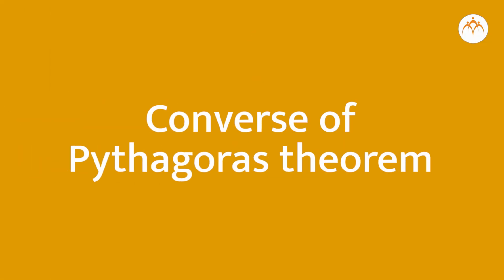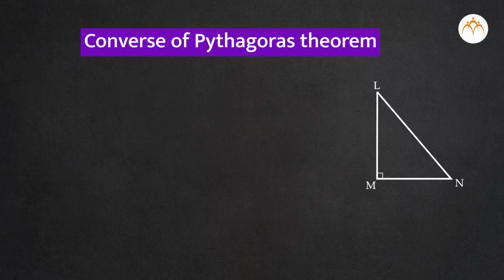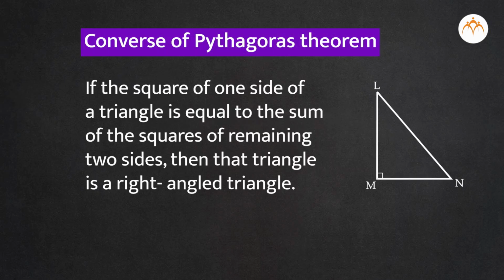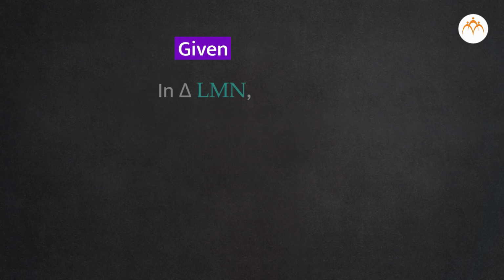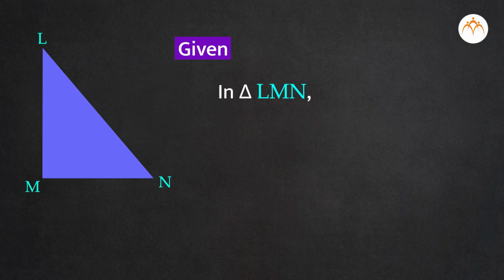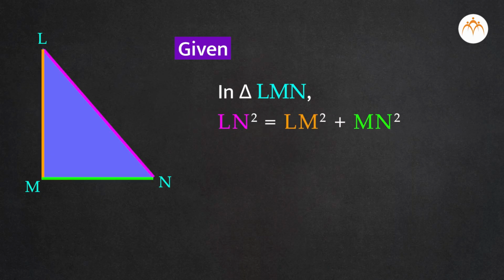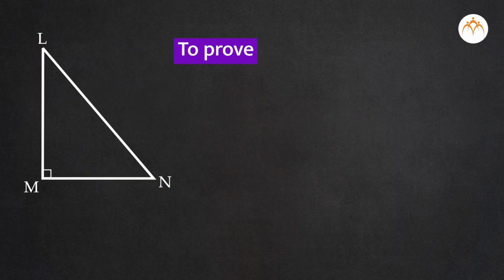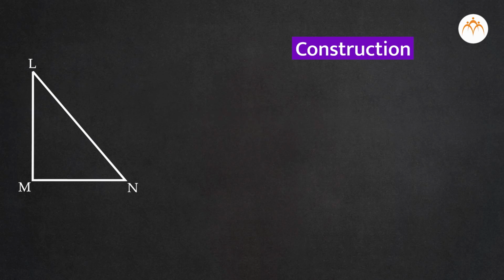Now, let's prove this. Converse of Pythagoras theorem: if the square of one side of a triangle is equal to the sum of the squares of the remaining two sides, then that triangle is a right angled triangle. Let's see what's given. In triangle LMN, LN square is equal to LM square plus MN square. To prove: angle LMN is equal to 90 degrees. Let's see the construction.